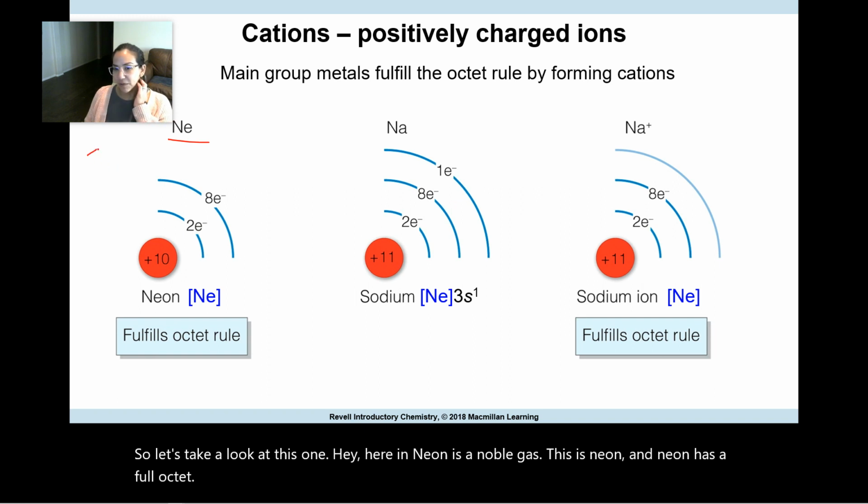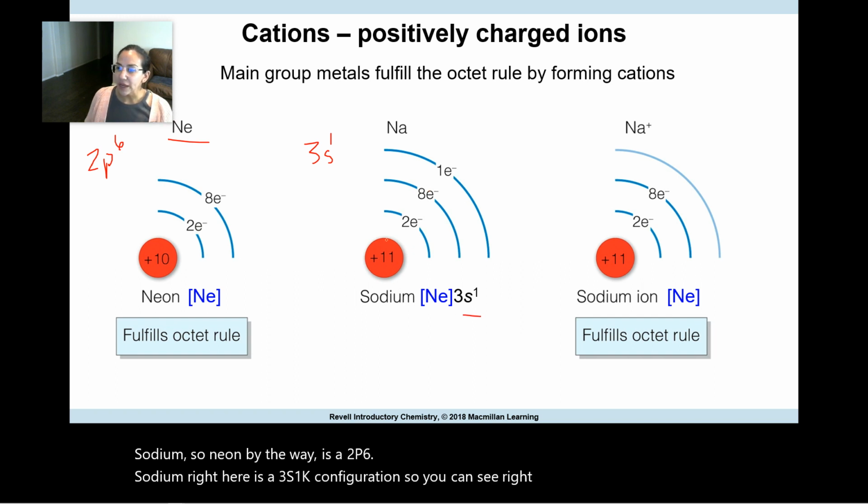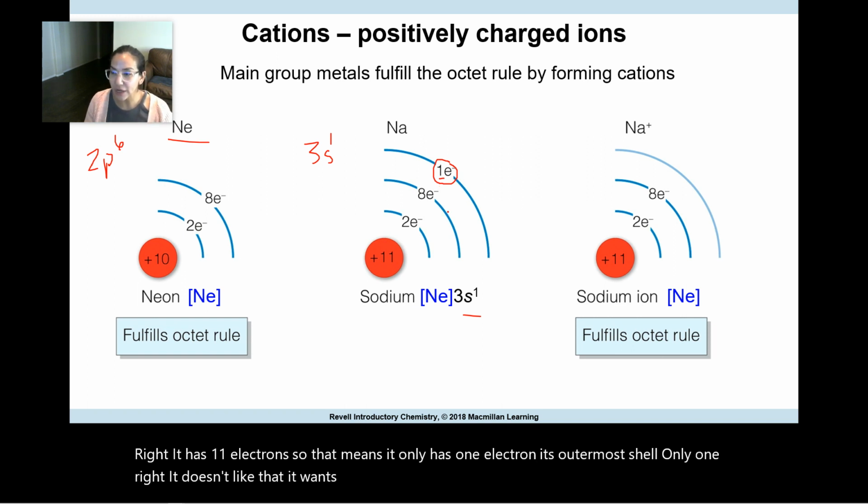Neon, by the way, is a 2p6. Sodium right here is a 3s1 configuration. So you can see right here, it has 11 electrons. That means it only has 1 electron in its outermost shell. Only 1, right? It doesn't like that. It wants a full octet ready to go.